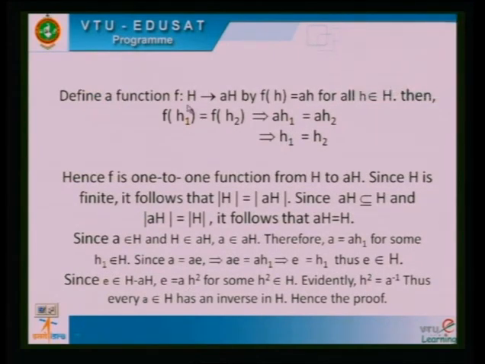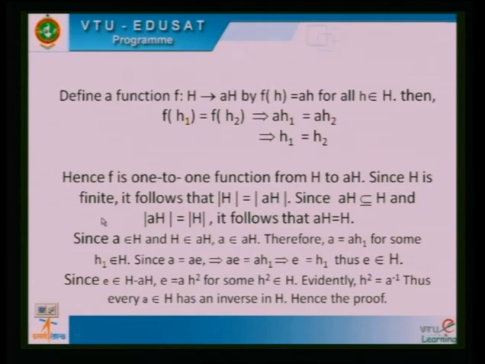Now we can define a function. F is a mapping from H to AH, where F of small h equals A times small h, for all h in H. We want to show that it is one-one. Suppose F of h1 equals F of h2; then we show that h1 is equal to h2. F of h1 is A times h1 equals A times h2, which means h1 equals h2. Hence this function F is a one-one function from H to AH.